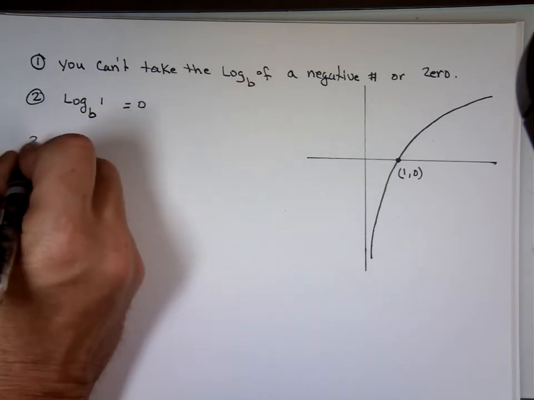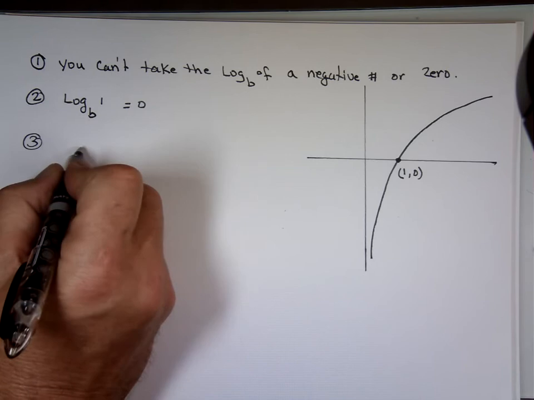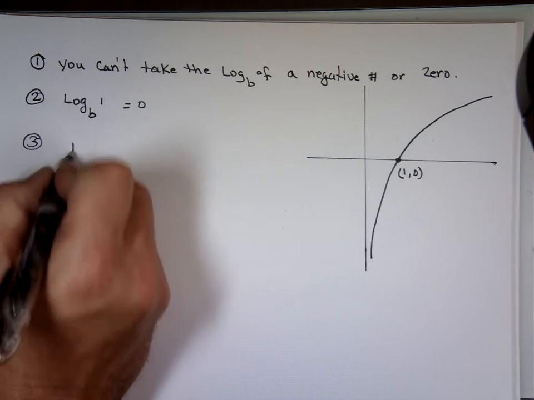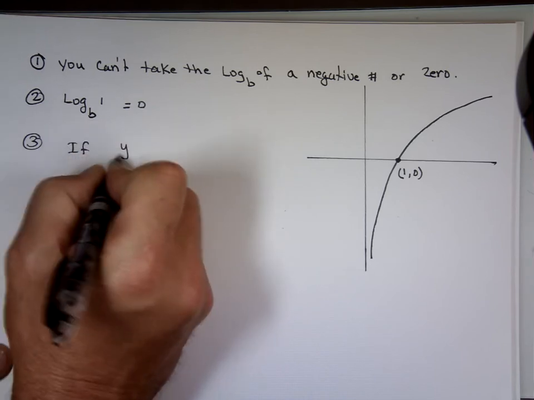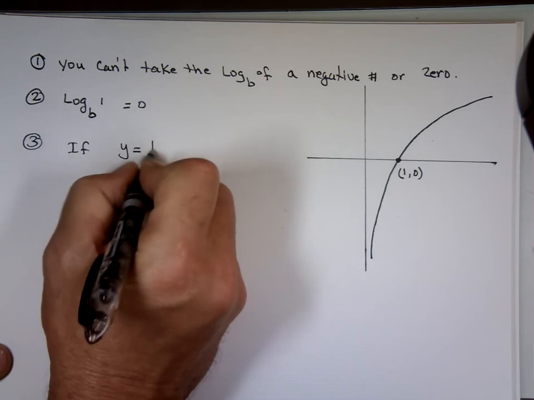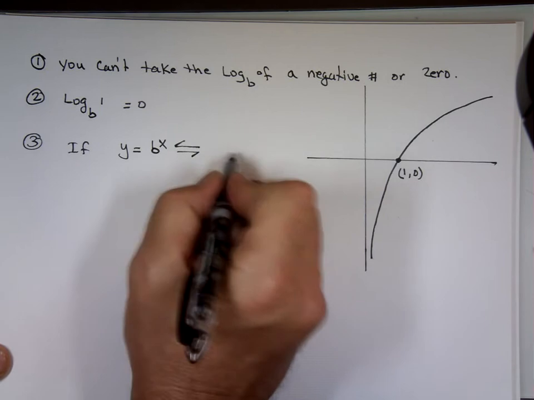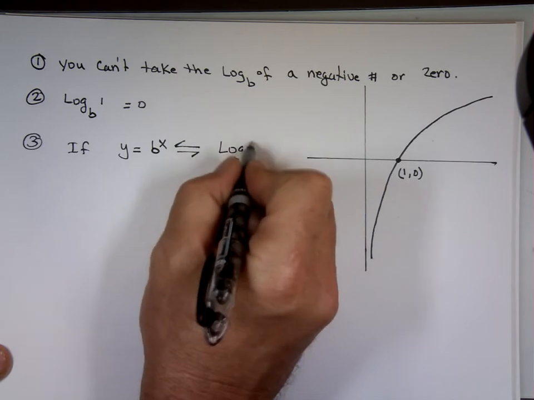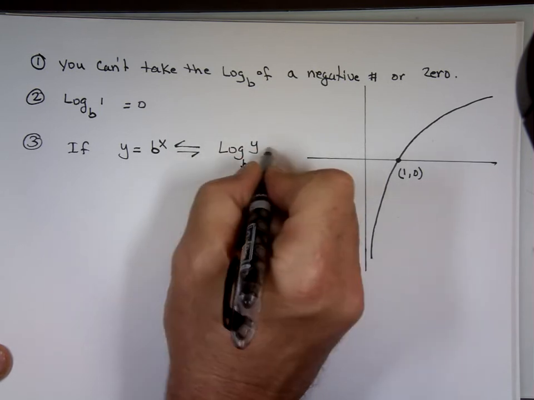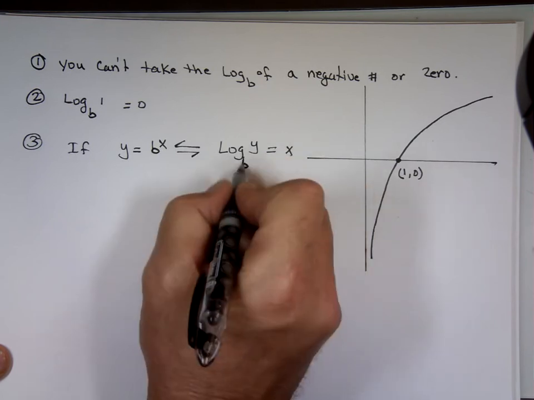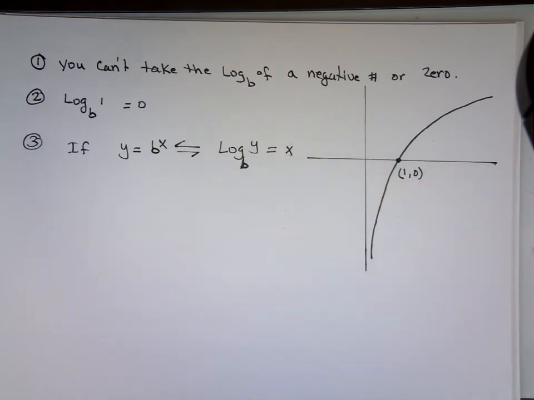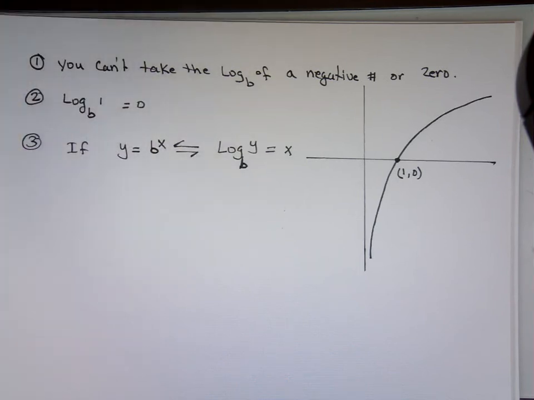Rule number 3, how do we write that one last time? If y equals b to the x, then you can go back and forth with this. You can write that log y base b equals x, right? That's the base b, whatever your base is.